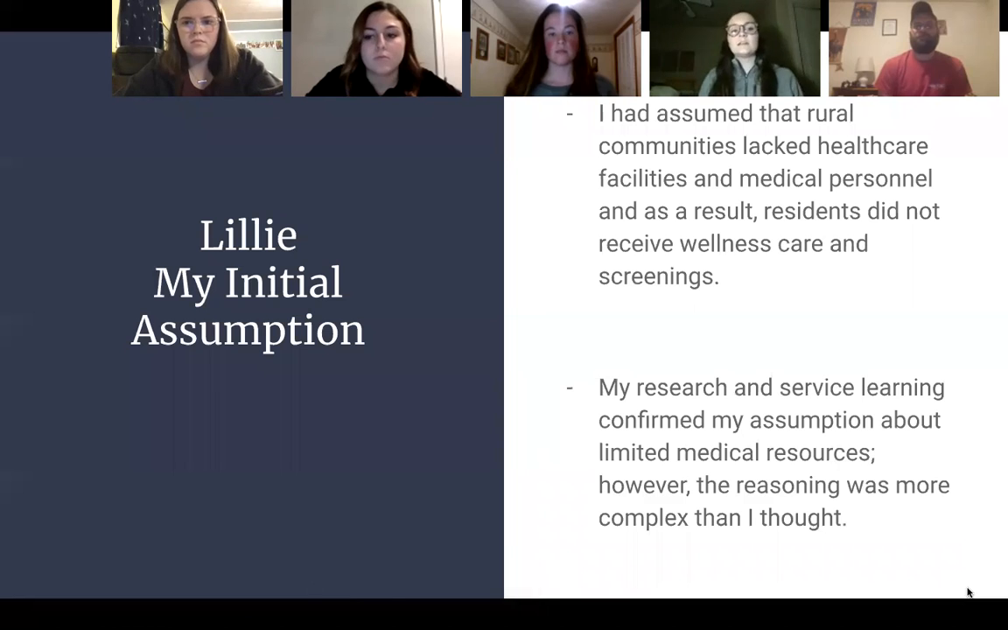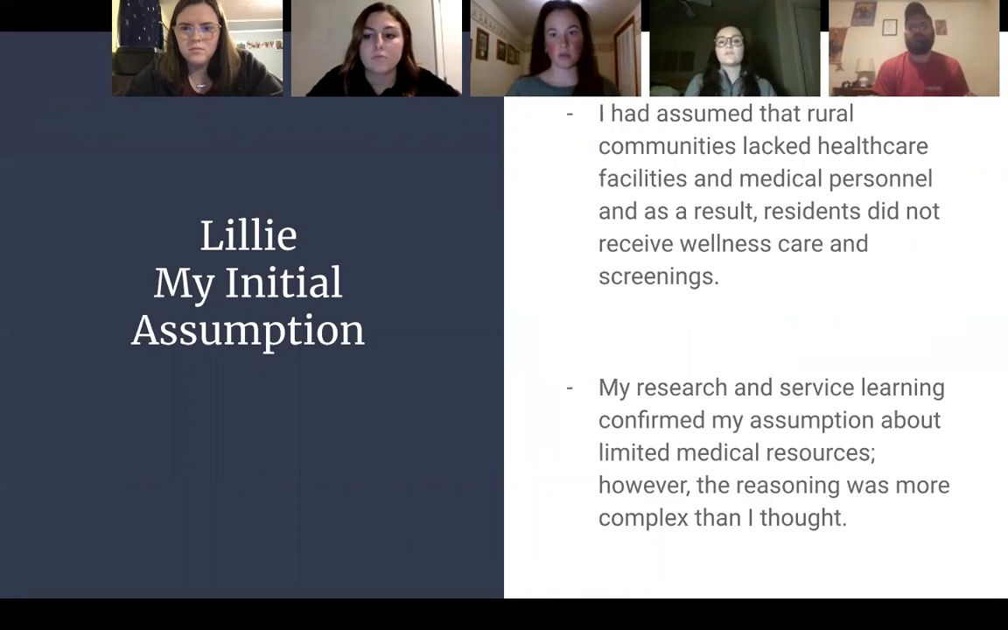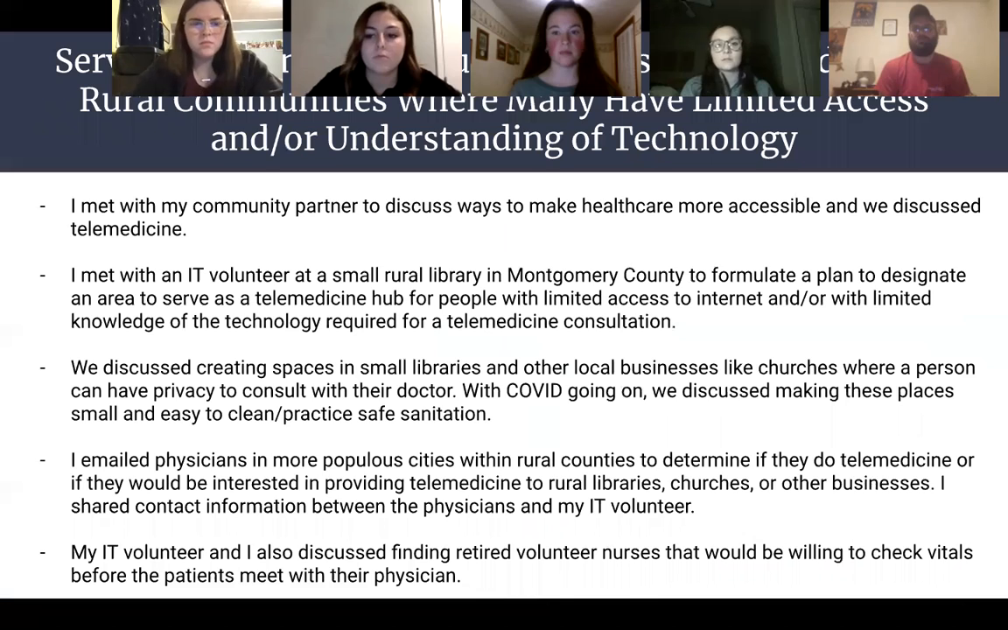Okay, so a lot like Keith, I had basically the same initial assumption, just that residents lacked affordable and easy access to healthcare. And then my research and my service learning basically confirmed this, but it was just for more complex reasons. Specifically in my county, it was an issue with a small population and lack of taxpayers.